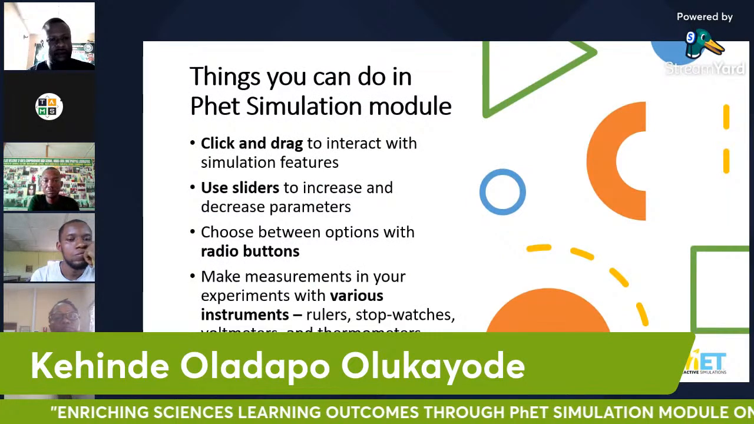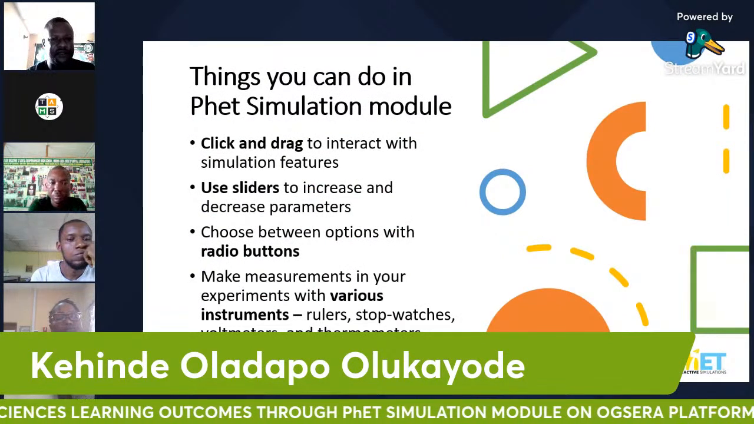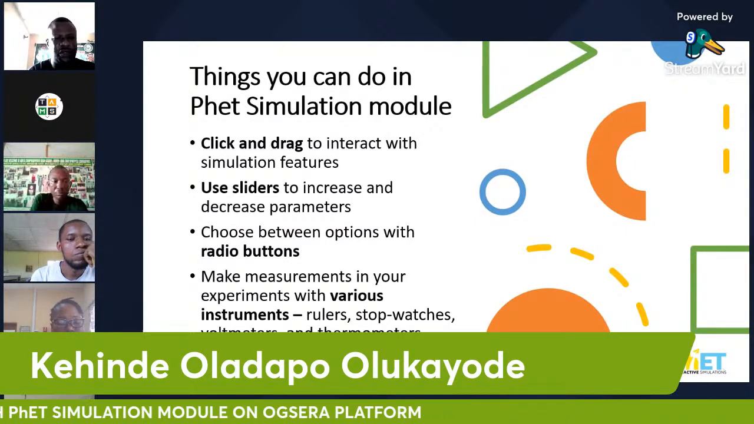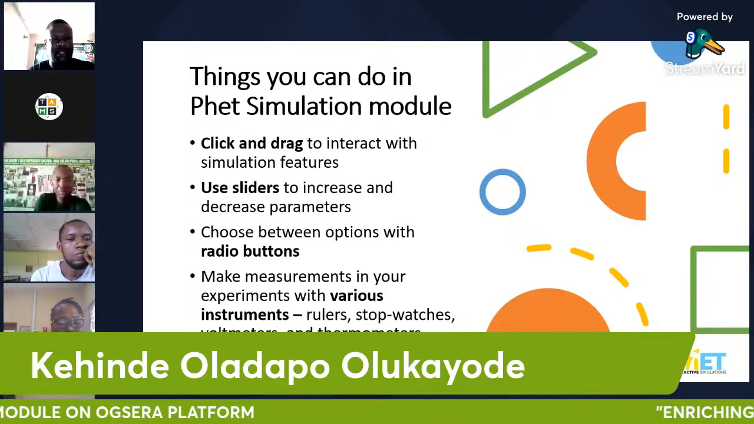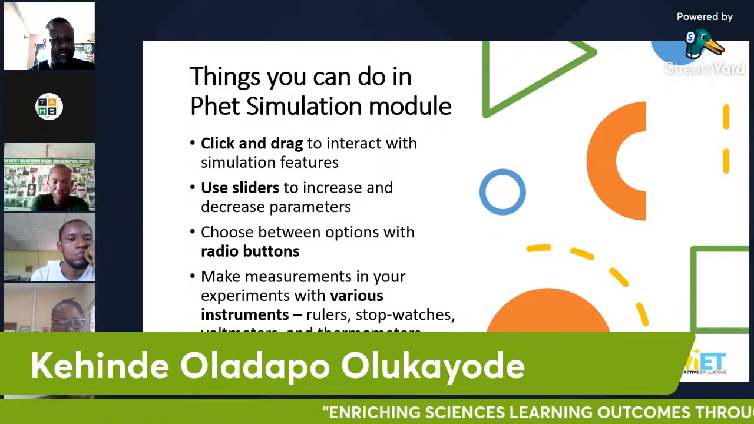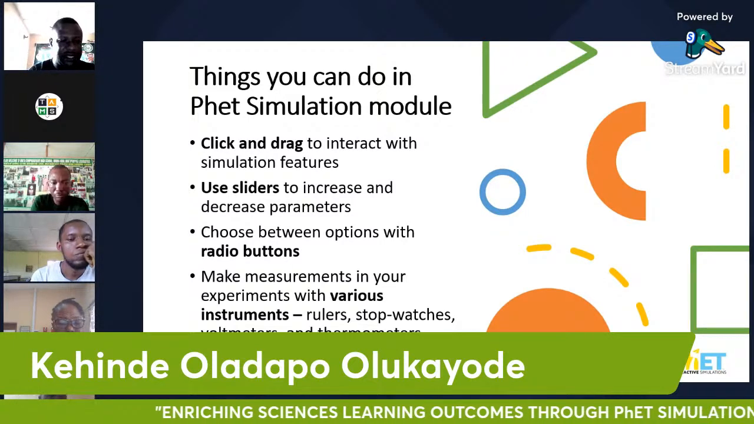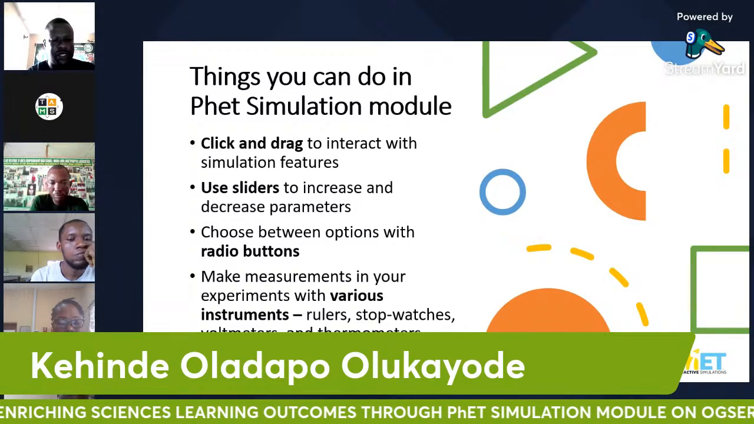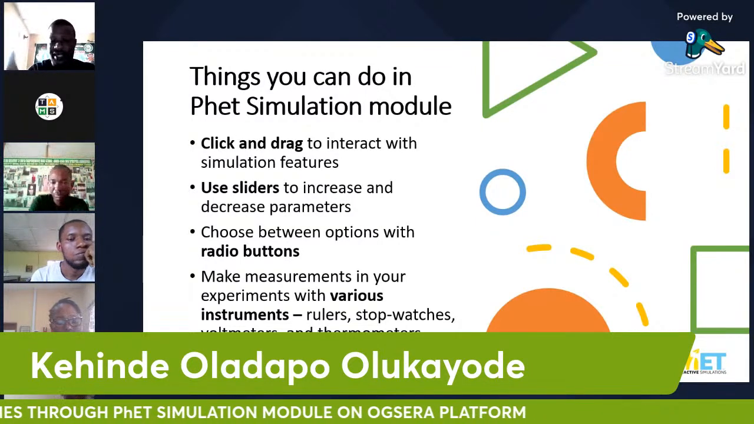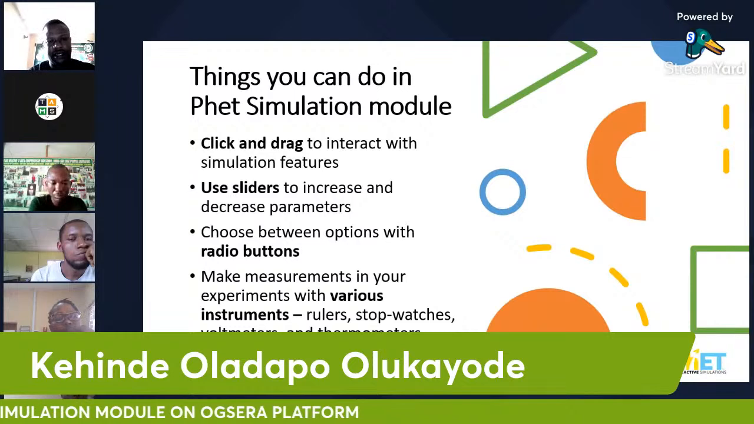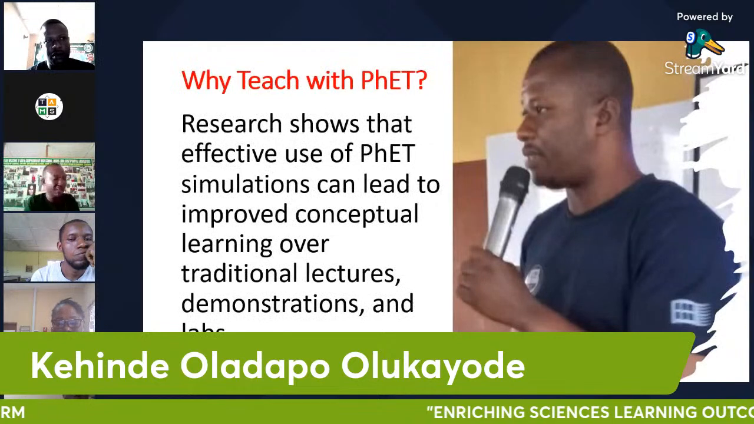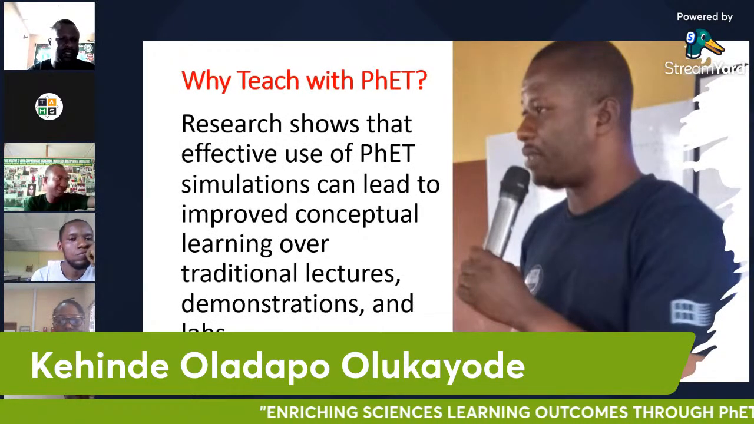Then, what are the things we can do in the PhET simulation modules? I will just run through this in the course of the training, so we understand some of this better. One of the things we can do is click and drag to interact with the simulation features. We can use sliders to increase and decrease parameters. We can choose between options with radio buttons. We can make measurements. Now, these are some of the practical things we can do in the PhET simulation module.